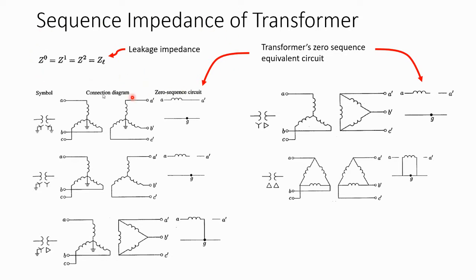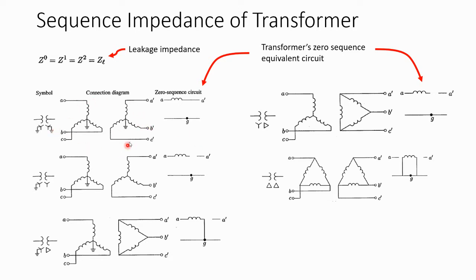For the transformer, we are not going too much into the details, but it is sufficient to know that the zero sequence, positive and negative sequence impedances of the transformer are equal to each other, and that they all equal the leakage impedance. Another thing we need to know is that the zero sequence circuit of the transformer is different depending on the connections of the windings and whether or not the neutral of the transformer is grounded.